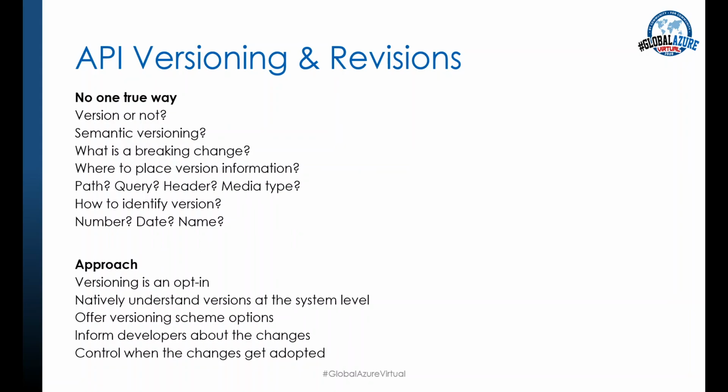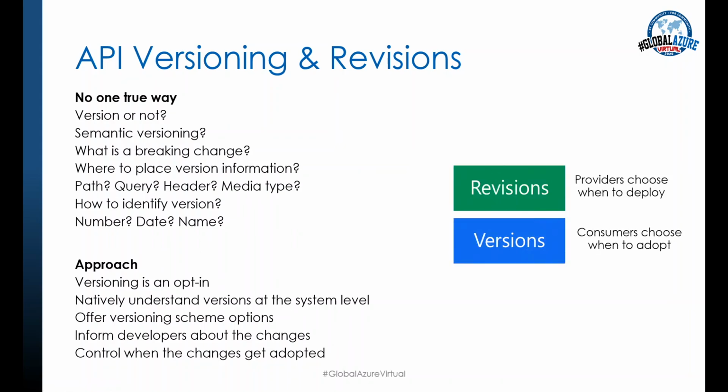You have many different versioning schemes at your disposal. And Azure API Management will provide the means for you to inform the developers about those changes, and also provides you the control of when you want to get those changes adopted. So there's two ways of doing this. In Azure API Management, it provides revisions. This allows you as a provider to choose when to deploy small non-breaking changes. And then the other one is versions, and this is for deploying breaking changes, and allows the consumers to choose when they want to adopt and migrate from V1 to V2.